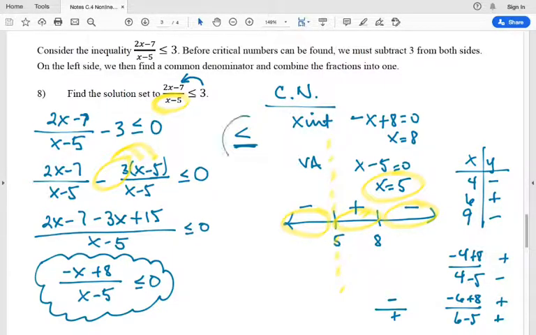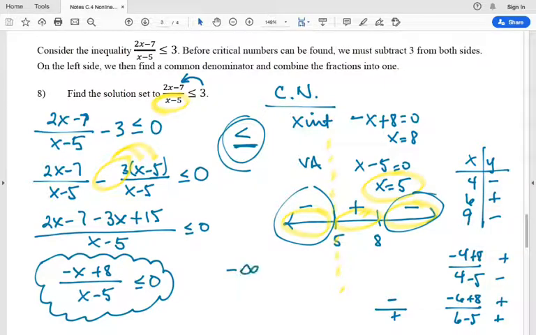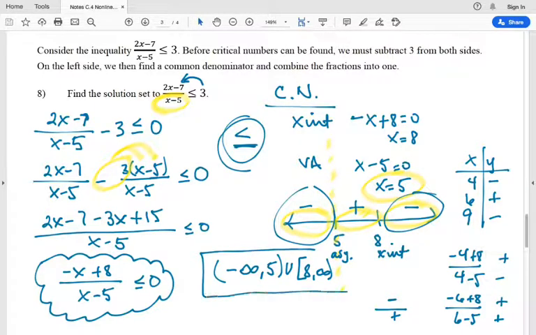And we're looking for where it's less than or equal to 0. So it's going to be on this interval and this interval. So we're going to say from negative infinity to 5. We're going to use parentheses because, again, this was representing an asymptote here. And then we'll do union. This represents an x-intercept, and so it can equal 0 at that point. And we're going to use a bracket, and we'll say 8 to infinity with a parenthesis. So this is our solution for that problem.